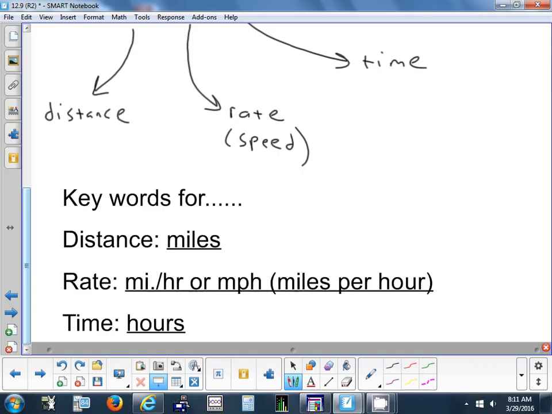Okay, does everybody have those units? All right. Is MI/HR just miles per hour? Yeah, it's the same thing. Just a different way of writing it.